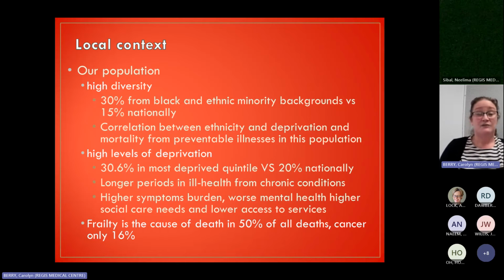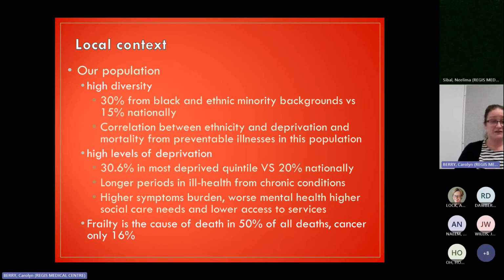So just to look a little bit at the population that we have, we know that the population of Sandwell has high diversity, so we have double the amount of people from Black and ethnic minority backgrounds than nationally, and we know that there's a correlation between ethnicity and deprivation and mortality from preventable illnesses. We need to bear that in mind when we're thinking of providing care for our patients. We have high levels of deprivation in general, so nationally, about 20% of the population is in the most deprived quarter. In Sandwell in the Black Country, that's 30%, so it's much higher.